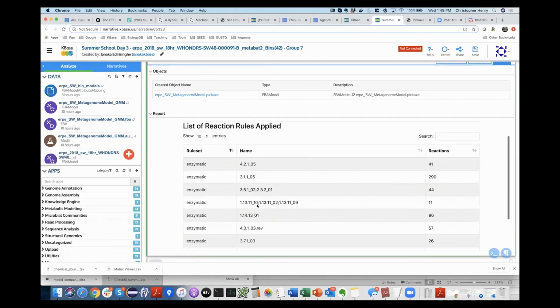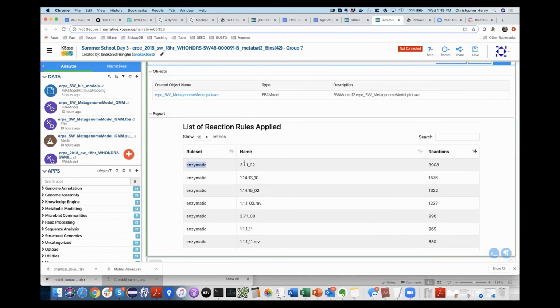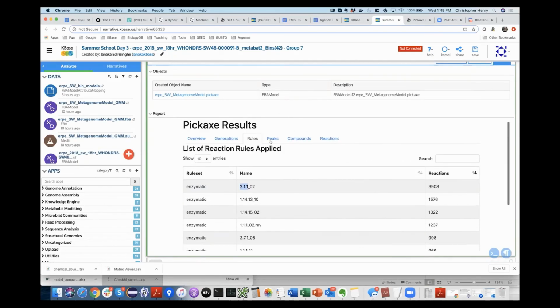We have rules. So this just lists all the rules and how many reactions came from each rule. So you can see the most aggressive rule, 2.1.1, the enzymatic rule 2.1.1, which is just the EC number 2.1.1. So if you look at reactions with the EC number 2.1.1, you'll see approximately what this rule does. And there should be a picture of the rule, but we've temporarily removed those.